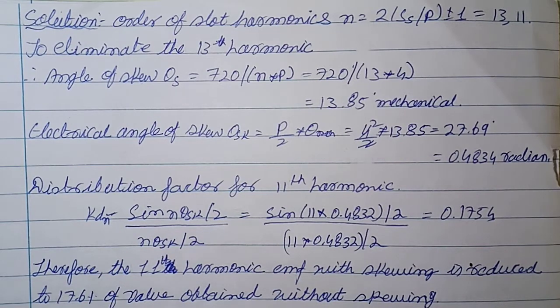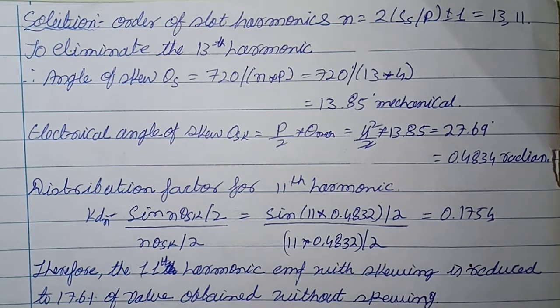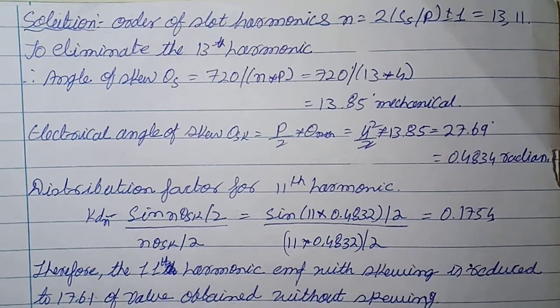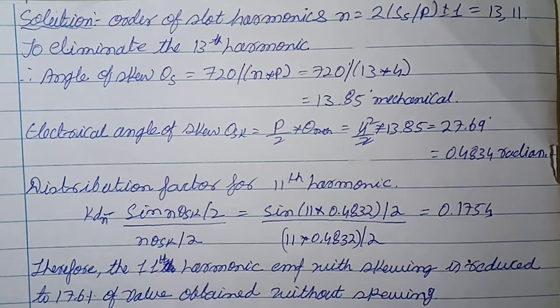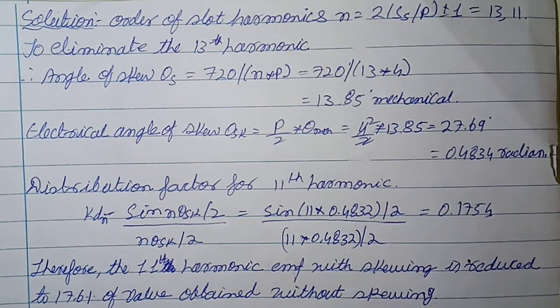We know the skew is that the rotor bars are at an angle. So theta s is equal to 720 by n into p, so 720 by 13, that is the harmonic, into the number of poles, which is 4. We get 13.85 degrees mechanical.